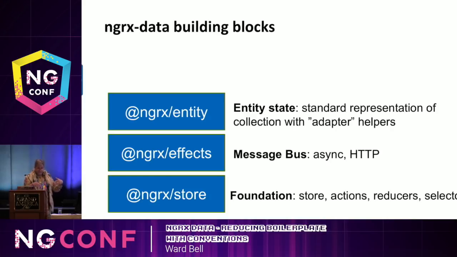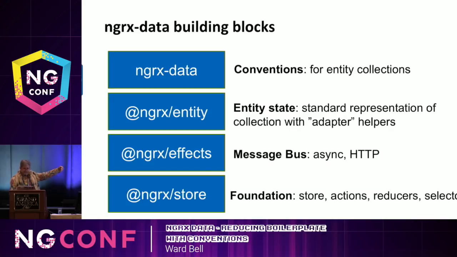NgRx entity, which you learned about today, is a fantastic representation of an entity collection. We loved it. We wrote our own. We saw NgRx entity. We said, no, these guys got it nailed. So put it in there. So we're riding on all of these things. All we're doing is adding something, another layer, optional, that if you have conventions for entity collections, you can use it, and then you just go 1, 2, 3, 4, 5.